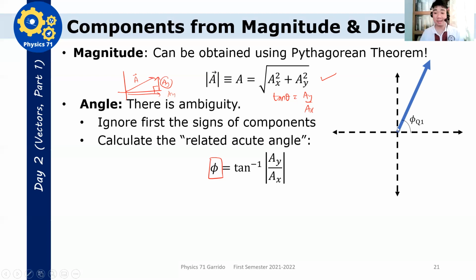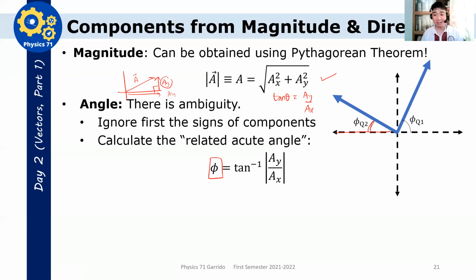Okay, yes, clear? Okay, clear. Thank you. So, what about in quadrant 2? For example, for a vector pointing in quadrant 2, ganyan yung itsura niyan. So the related acute angle is this angle here with respect to the negative x-axis.